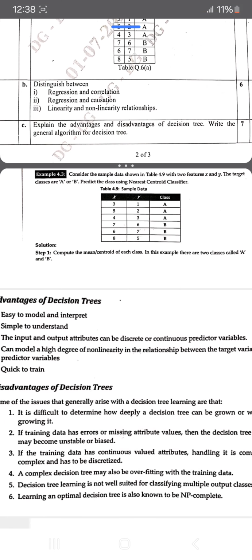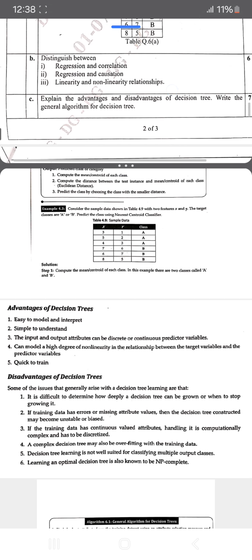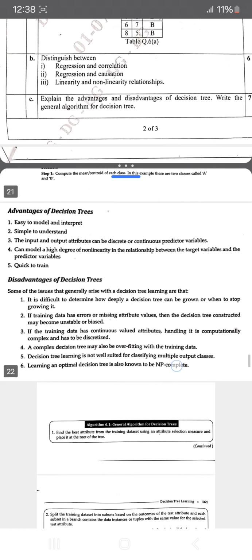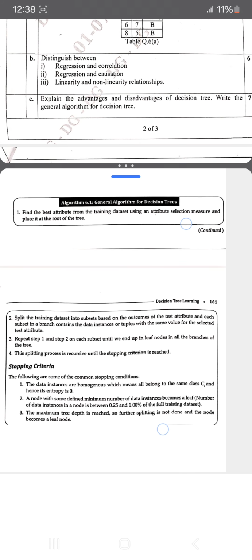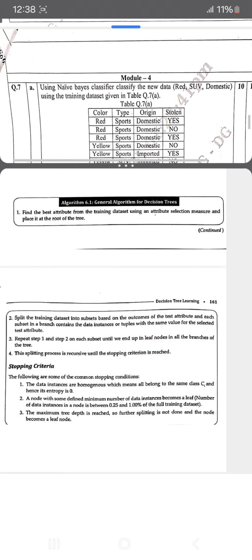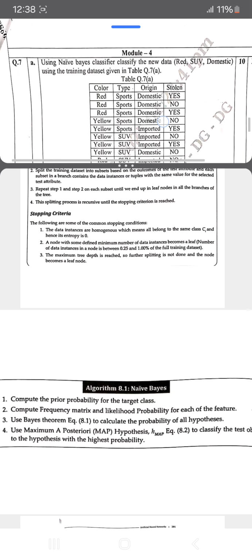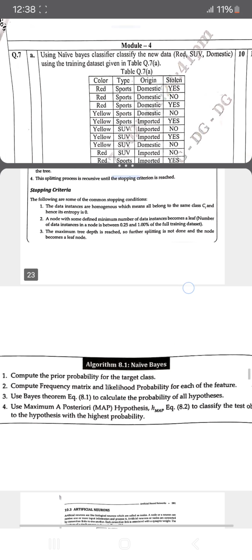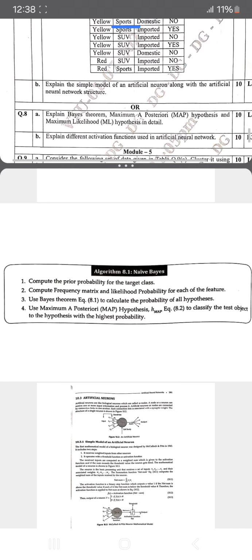Next, the difference between is not properly given in our textbook, so for that solution I will be providing it at the last from ChatGPT. 6B, advantages, disadvantages. See advantages, disadvantages, and here is the general algorithm for decision tree. Next, Naive Bayes classifier. This problem is not given in our textbook, but you can refer to the algorithm and solve it with reference to the textbook's problem.